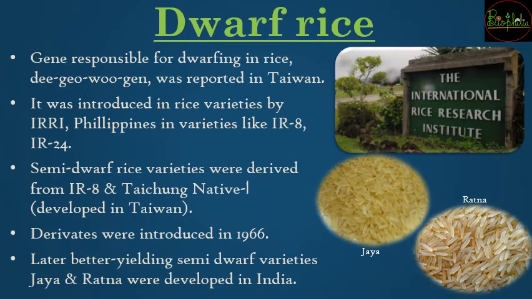Now about the rice. Rice के लिए क्या हुआ था? Rice में भी dwarfing of the rice के लिए एक gene identify किया गया था. That was the DGWG gene and it was reported in Taiwan and it was introduced into various types of rice varieties. That was in IRRI, that is in Philippines.